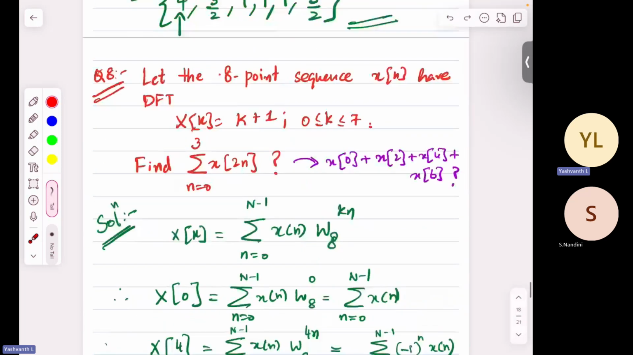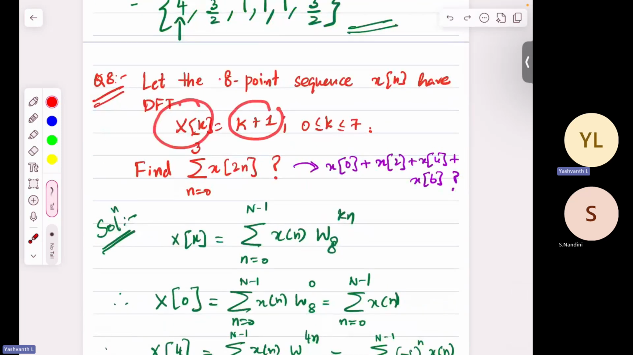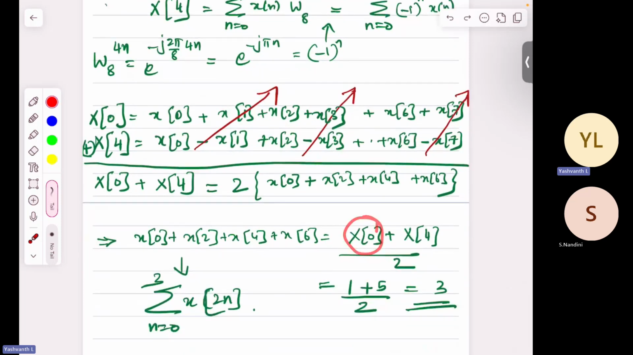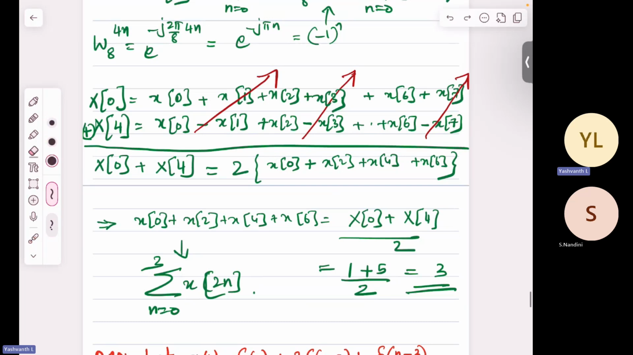But what is capital X of k? It is k plus 1, that's given in the question. Therefore, X of 0 is nothing but 0 plus 1, which is 1. X of 4 is nothing but 4 plus 1, which is 5. So 1 plus 5 by 2 is nothing but 6 by 2, equal to 3. Therefore, the answer for the given question is 3. Is it clear?